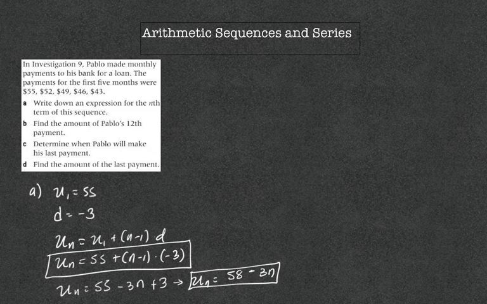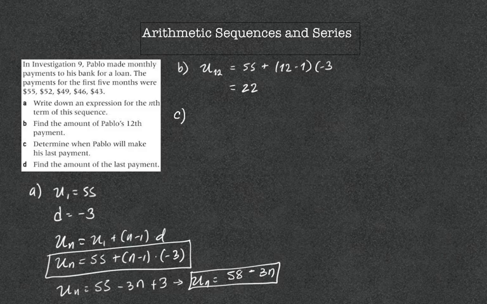Now in part B, they ask about the amount of Pablo's 12th payment. So how much is he going to pay on the 12th month? So that's going to be U12. And we're just going to calculate it with 55 plus 12 minus 1 times minus 3. And that is equal to 22.